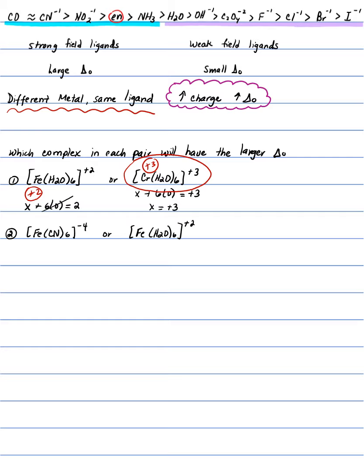Now for the second example, you have the same metal, okay? You have iron for both complex ions, but you have different ligands. So when you have the same metal and different ligands, you can actually look at the spectrochemical series to determine which ligand is strong field, which is going to give you a larger splitting, or if you have weak field ligands, and you can use the spectrochemical series just to find out which one has a larger splitting. The closer the ligand is to the left side of the list, the larger the splitting.